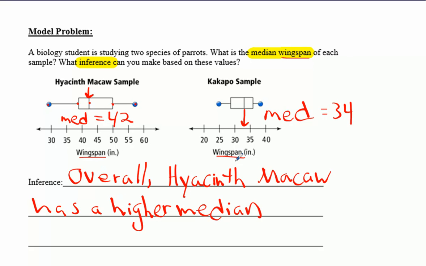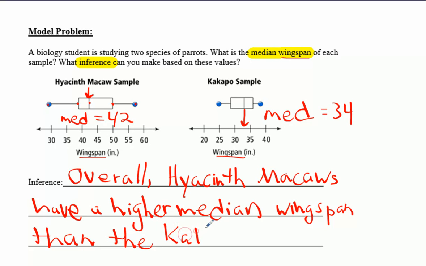So we're going to say overall hyacinth macaws have, oh man, that's what happens when I'm not thinking while I'm writing. Have. Overall, the hyacinth macaws have a higher median wingspan than the kakapo. Period. There we go. Nice and simple.